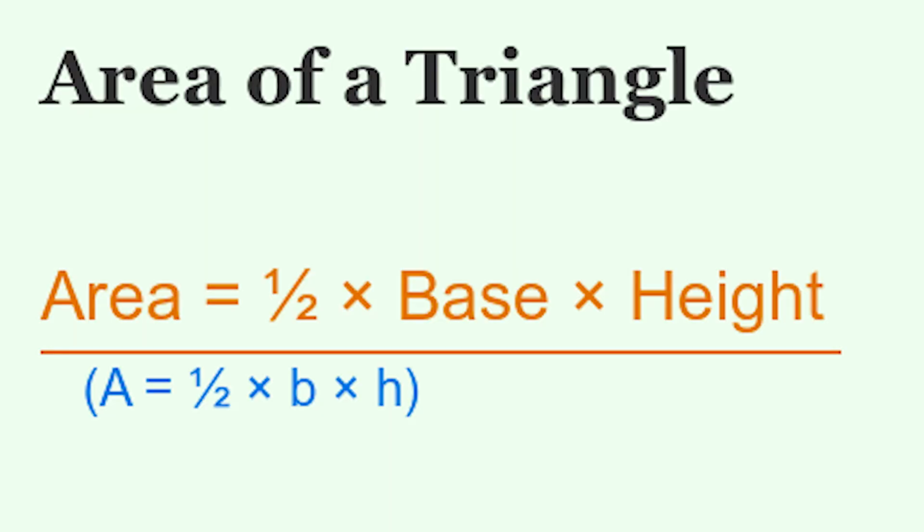Next, we have the area of a triangle, often forgotten about, and the formula is area of a triangle equals half times base times height. Remember that the base and the height have to hit each other at 90 degrees.